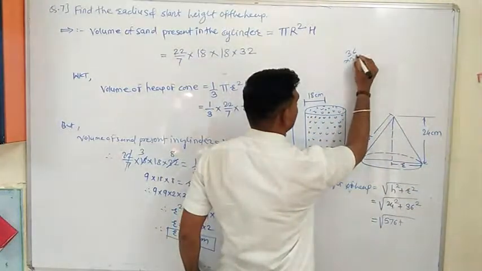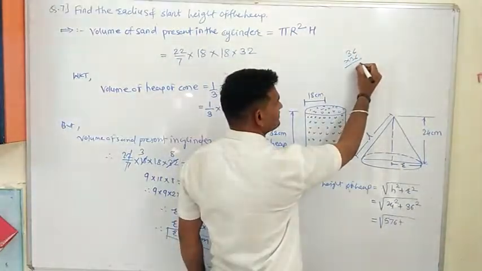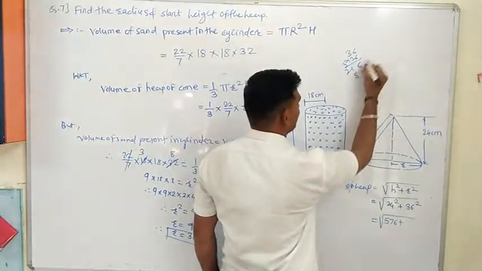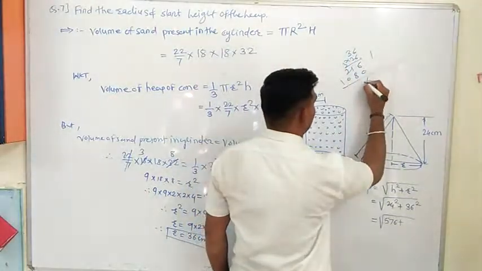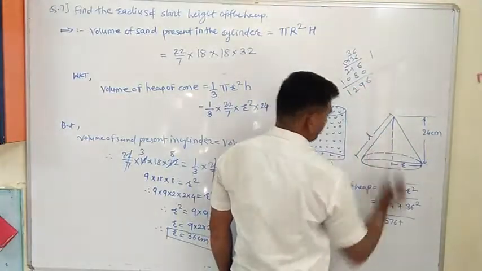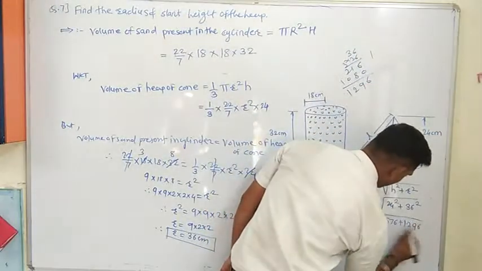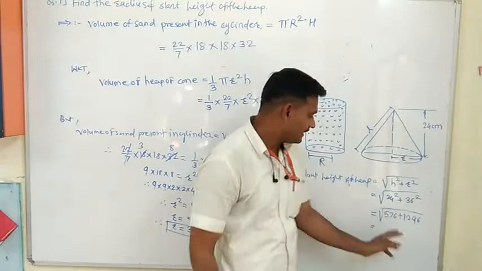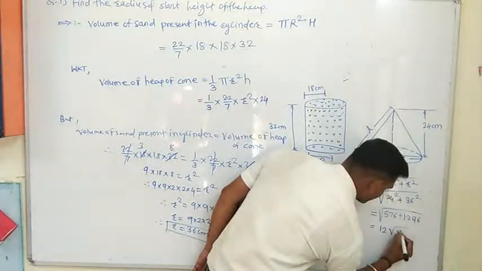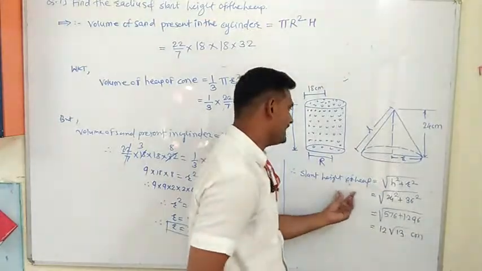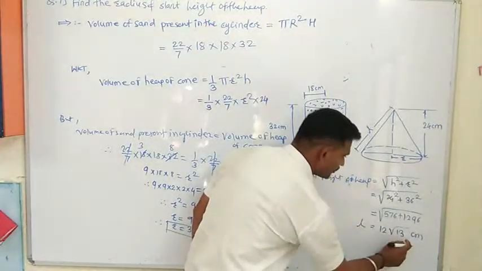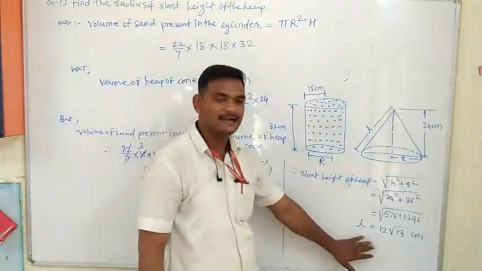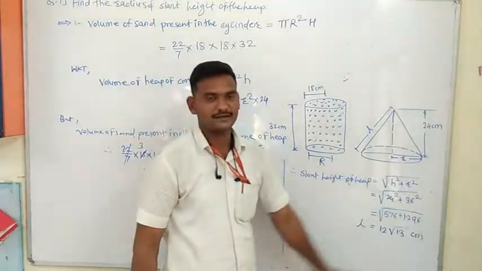What is the 36 square? 36 square is equal to 6 into 6 is 36. 6 into 3 is 18 plus 3 is equal to 21. 3 6 is 18. 3 3 is 9 plus 1 10. We got here 1296. Calculate it. After calculating this, you will get 12 root 13 centimeter. Therefore, the slant height of the heap L is equal to 12 root 13 centimeter. Here we got radius is equal to 36 centimeter and slant height is equal to 12 root 13 centimeter.